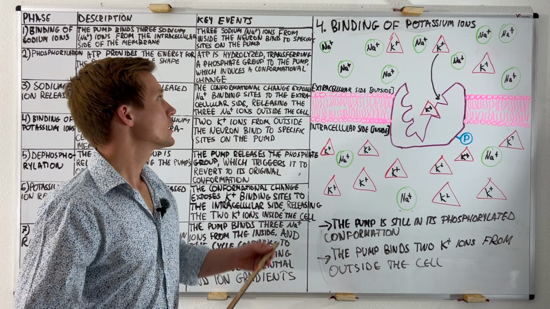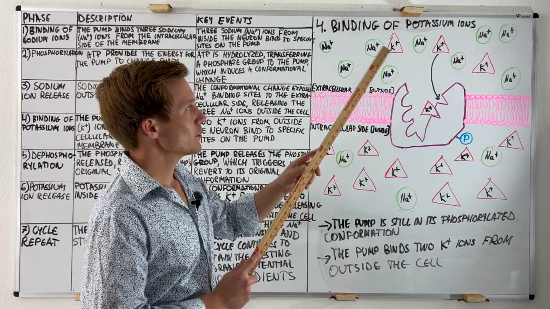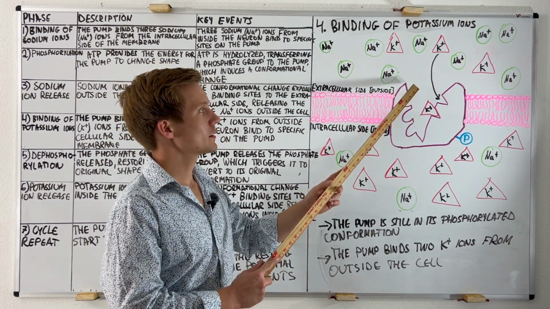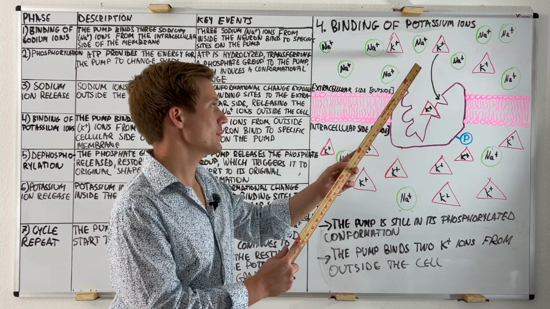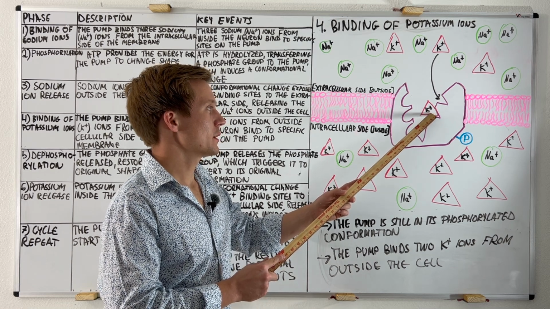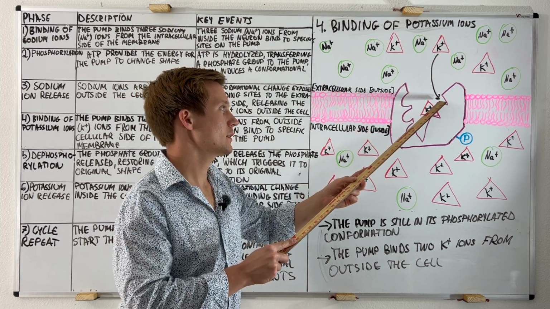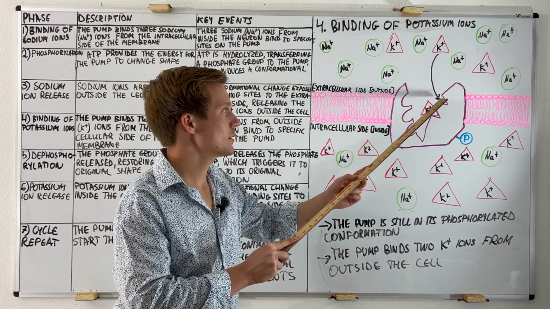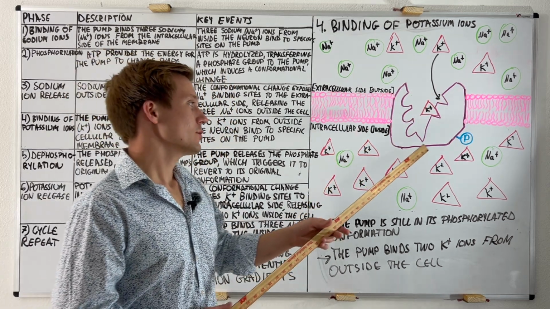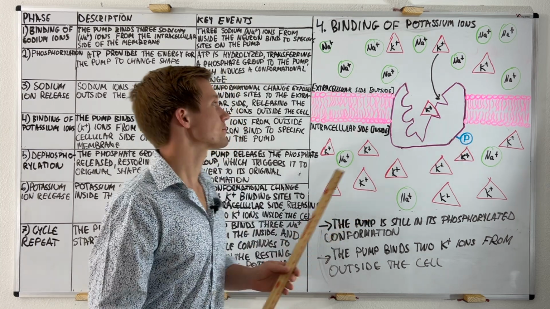Step number 4, we have the binding of potassium ions. So now that the sodium ions were released, 3 of them, the pump is still facing the outside, and as you can see, it takes up potassium ion number 1 and potassium ion number 2, which we can see is entering the binding site with this arrow here. Another thing to keep in mind is that the pump is still phosphorylated.